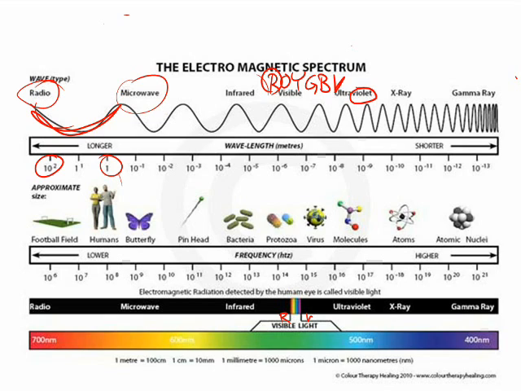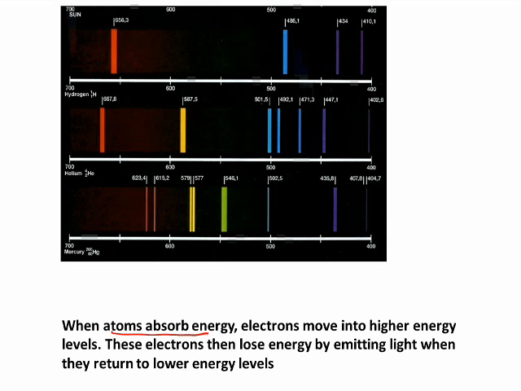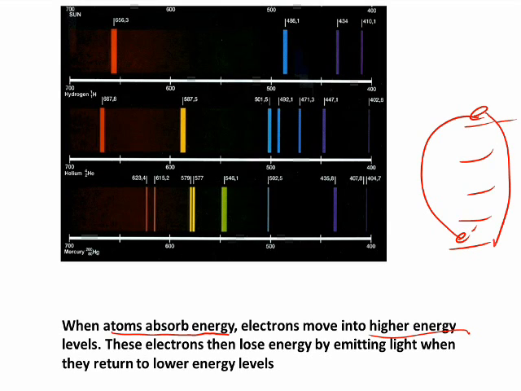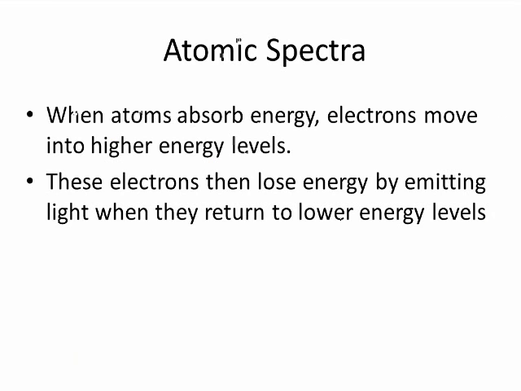The visible light that we're going to look at here as far as chemistry. So how does visible light go with chemistry? When atoms absorb energy, electrons will move to higher energy levels. So remember our energy levels that we were just talking about. We have an electron, it will move to a higher energy level, and when those electrons lose energy, they will emit light when they come back down to their ground state, when they return to a lower energy level. So that is the atomic spectrum. Our atom gets energy, the electrons go to a higher energy level. When they lose the energy, they will emit light.